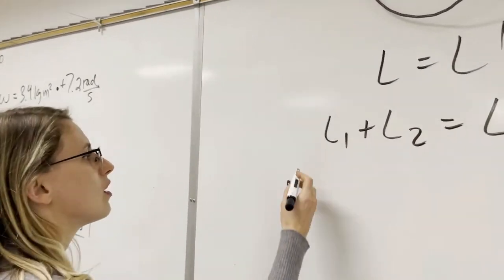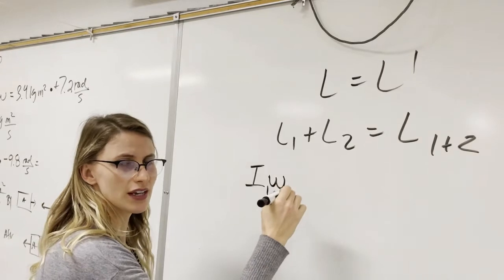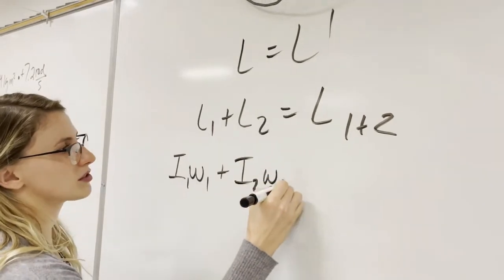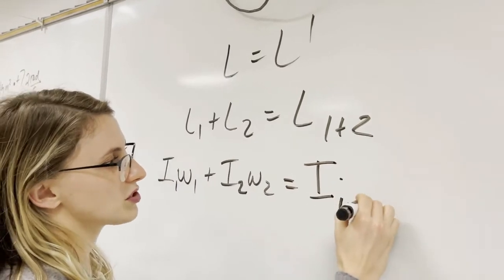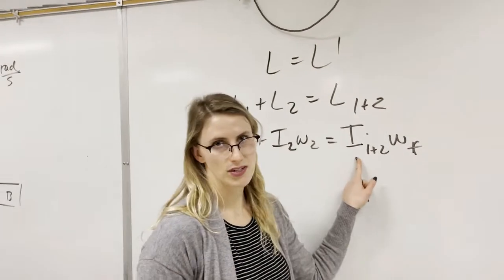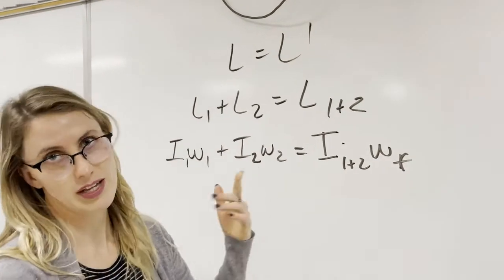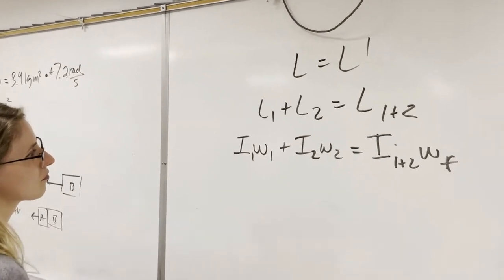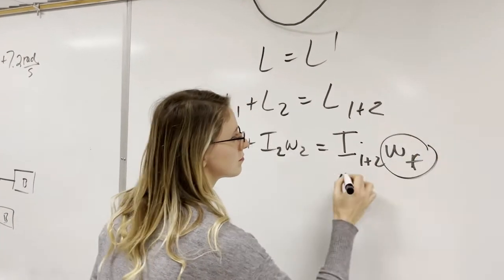So what is L? Well, L1 is going to be I1, moment of inertia, omega 1, plus I2 omega 2, equals I1 plus I2 times omega final. So 1 plus 2 here, because the moments of inertia are going to add together just like our masses. We could also say moment of inertia final. So boys and girls, see where we just have letters? Don't put any numbers yet. Let's solve this for the final angular velocity.